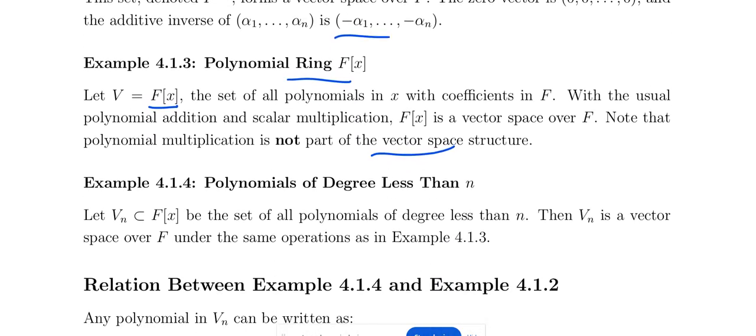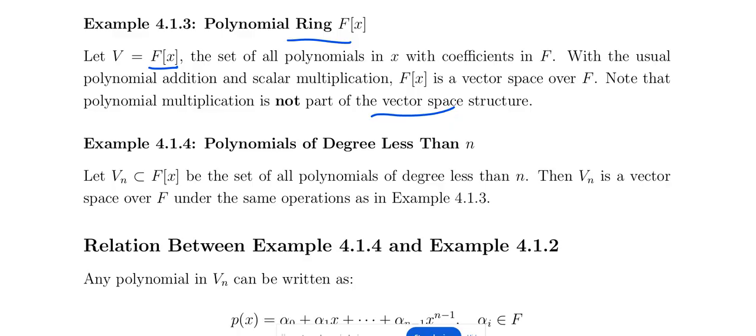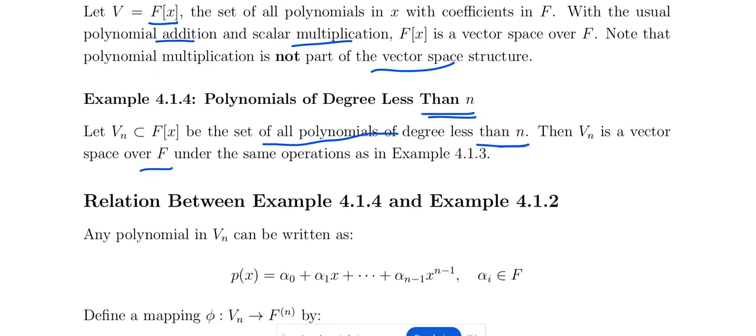Okay, so next, the polynomials of degree less than n. Vn is a subset of F of x, the set of all polynomials of degree less than n, denoted as Vn. So Vn is a vector space over F, with the same operations, polynomial addition and scalar multiplication; this also forms a vector space.